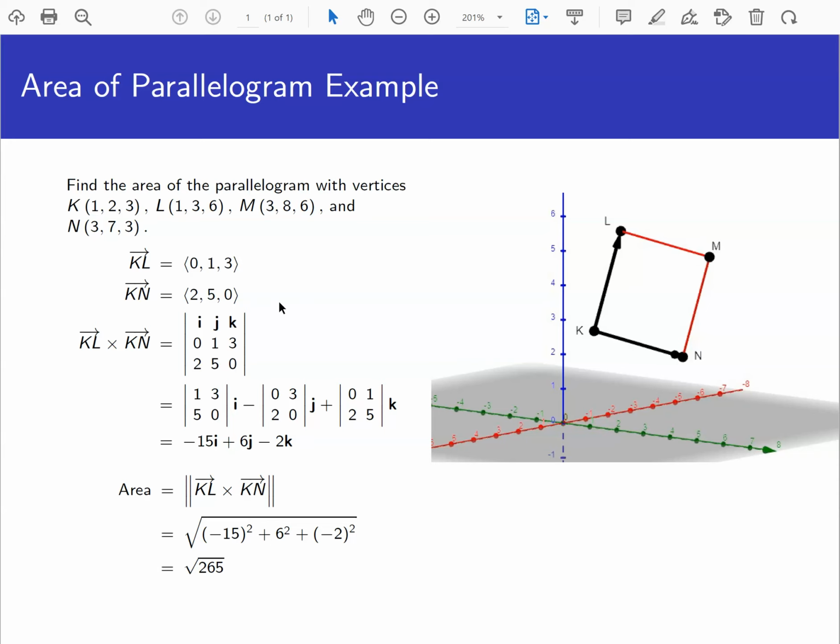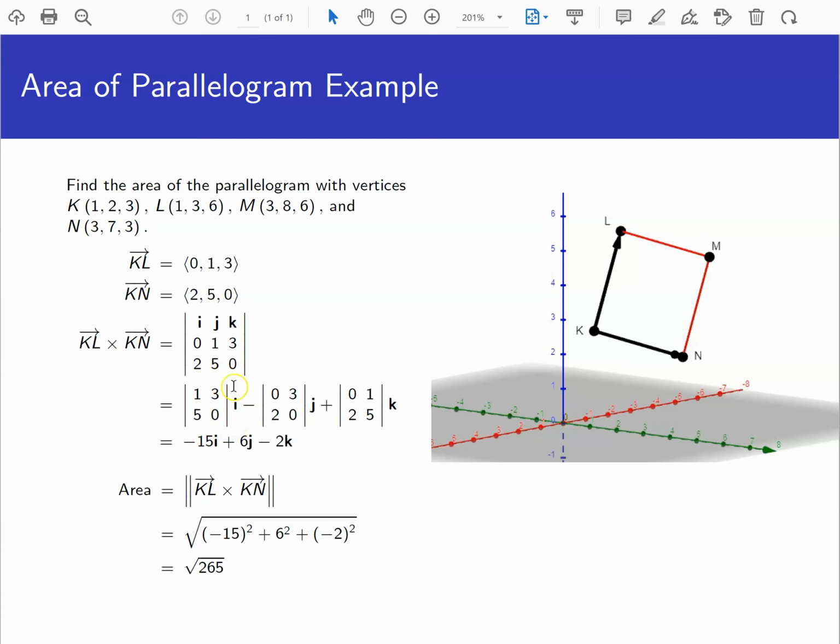Now, we know that the magnitude of the cross product will give us the area of the parallelogram determined by those two vectors. So we'll take the vector KL and cross it with the vector KN. We'll use i, j, k as our first row, the components of KL as our second row, the components of KN as our third row, and then remember we can use expansion by minors to get our vector. So eliminate the row and the column with the i in it. 1, 3, 5, 0 is the determinant I need to take.